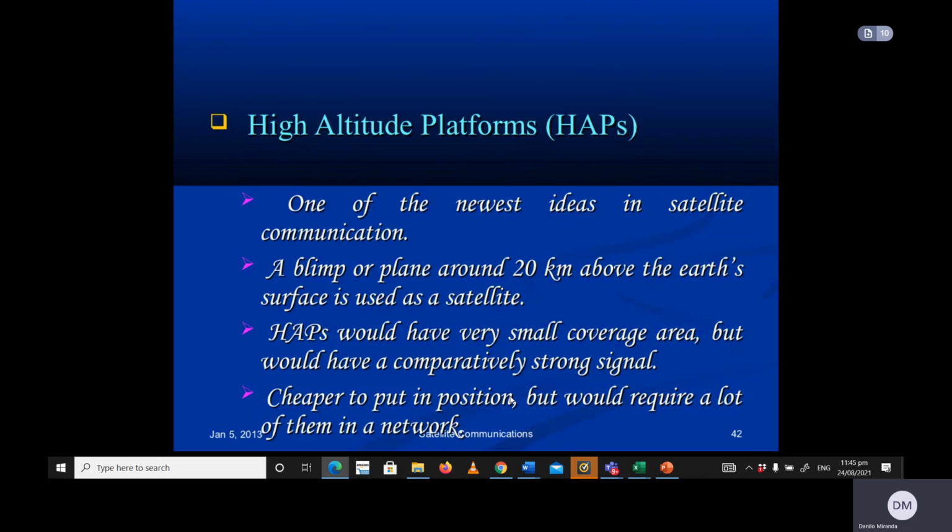Ito naman yung high altitude platform, the HAPS. One of the newest ideas in satellite communication. A blimp or plane around 20 km above the Earth's surface. HAPS will have very small coverage, but will have a strong signal. Cheaper to put in position, but would require a lot of them in a network.